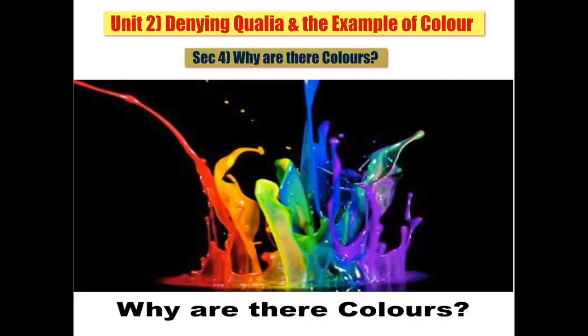Section 4. Why are there colors? Having established to his satisfaction that robots can discriminate colors as effectively as humans, Dennett goes on to ask why colors exist. He starts by pointing out that their existence in the real world is not as simple as often assumed.